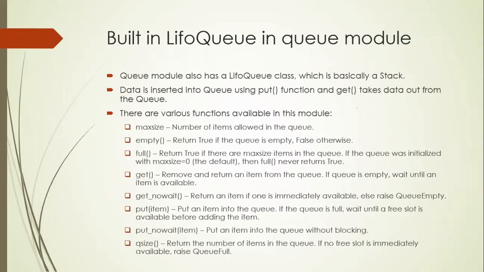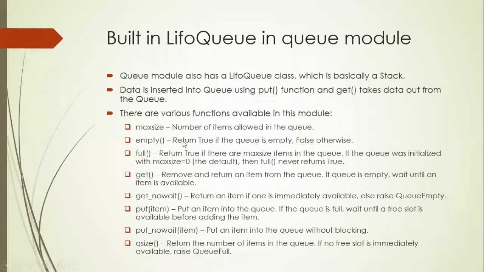LifoQueue is a class in the queue module which defines many methods and one variable that needs to be passed as a parameter when you are trying to create an object of this LIFO queue. That variable is maxsize, which indicates the number of items allowed in a queue. Beyond that maximum size, it can't go over that limit.